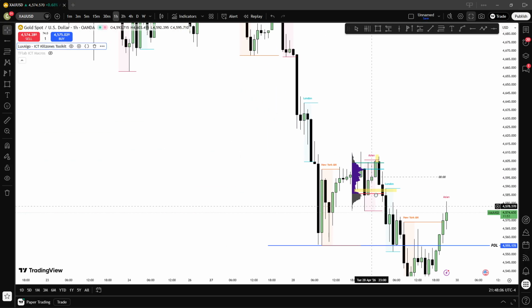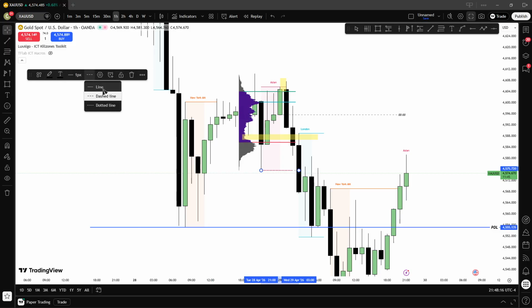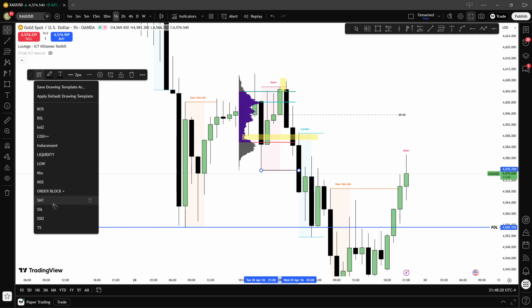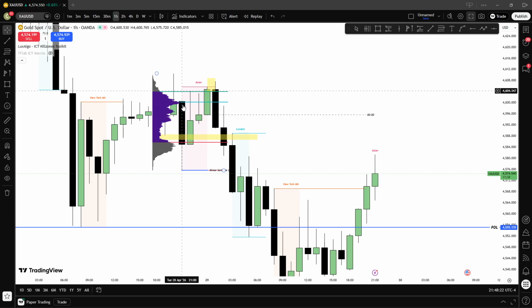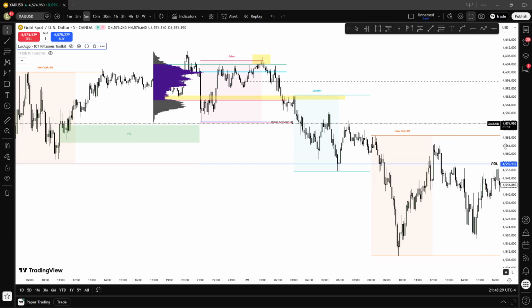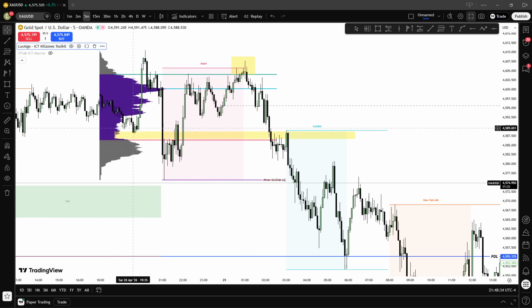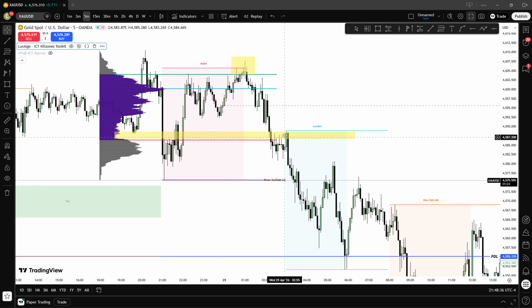So the opposing liquidity was the Asia low, the very first source of liquidity. So we traded back to the low volume nodes. The price started rejecting it.